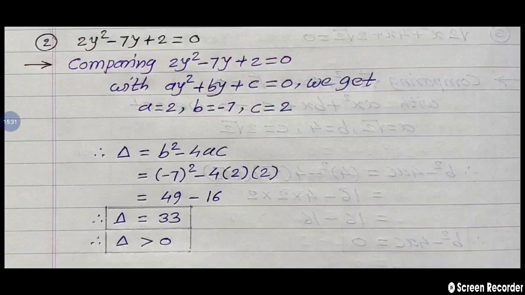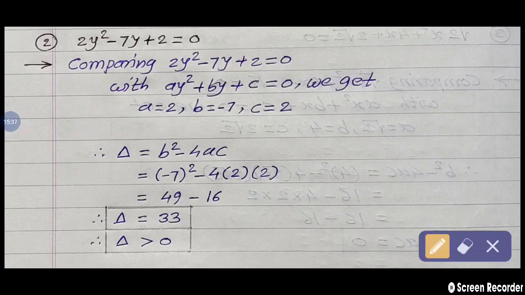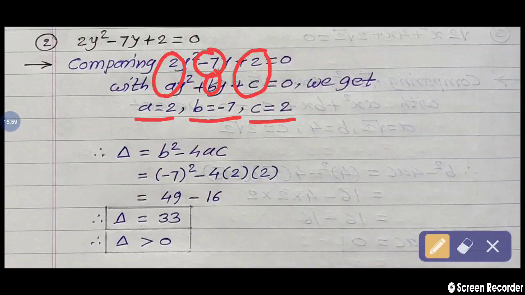So after comparing, the value of a means the coefficient of y square. So what is the value of a? That is 2. The coefficient of y means the value of b, and the coefficient of y here is minus 7. So b is equal to minus 7. And the last value, the constant number, c is equal to 2.